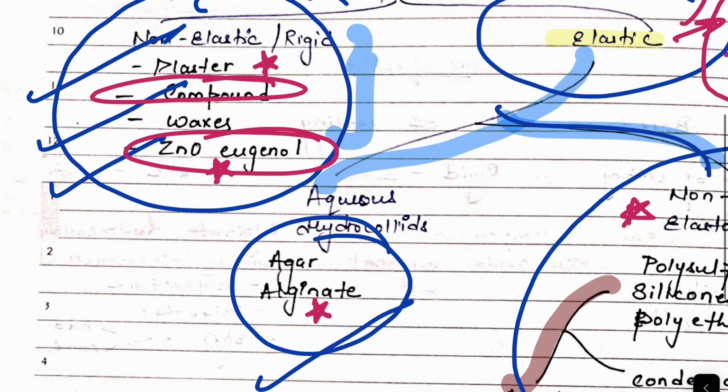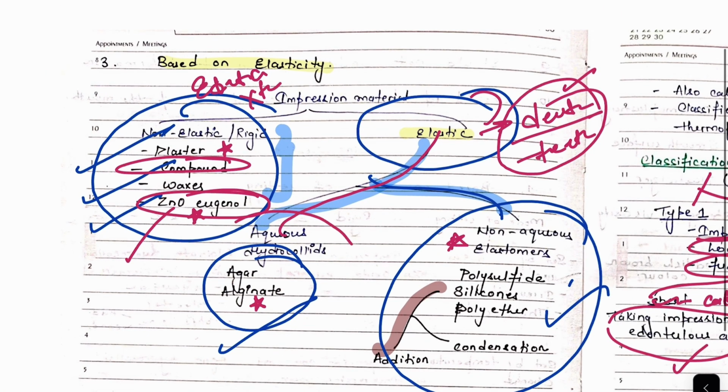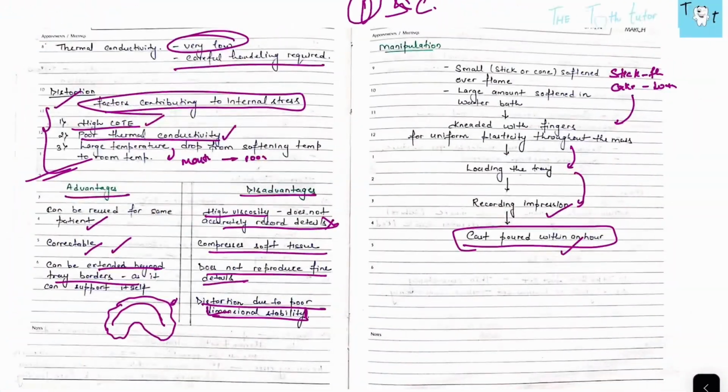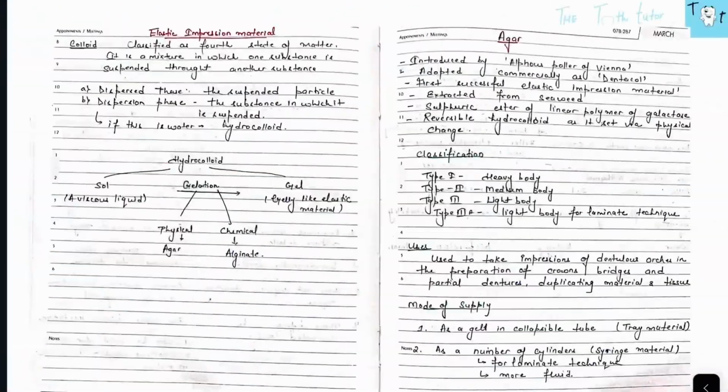So now we have completed the inelastic, the rigid materials. Now we will move on to the elastic materials. And first, I'm going over the hydrocolloids. So I'll talk about agar up to agar in this video, and I'll cover alginate and the elastomers in the next video. Now coming to agar.